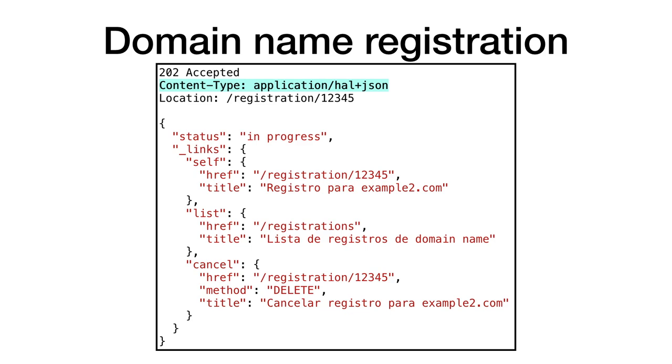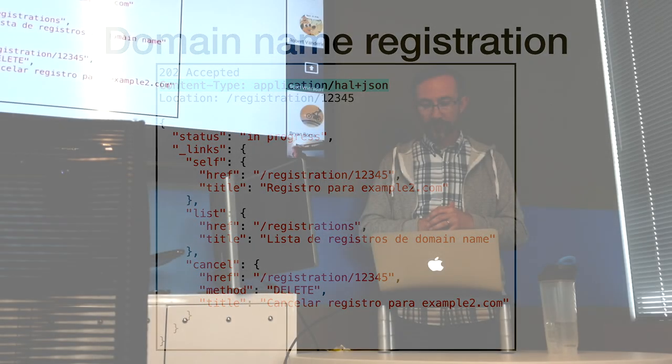HAL is short for Hypertext Application Language. And I have a link to that specification at the end of the slides that I'll share out. HAL JSON is a standard that describes how to include hypermedia in JSON responses. It's one of many, and I'm not pushing it. It was just convenient, and it's quite terse, which is great for slides.